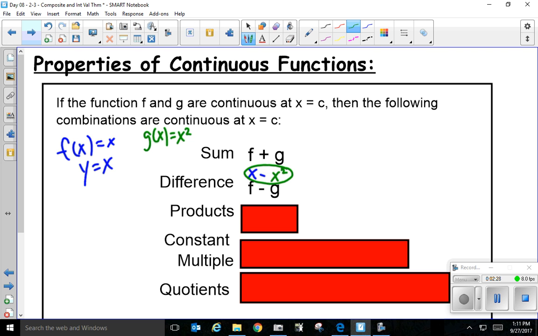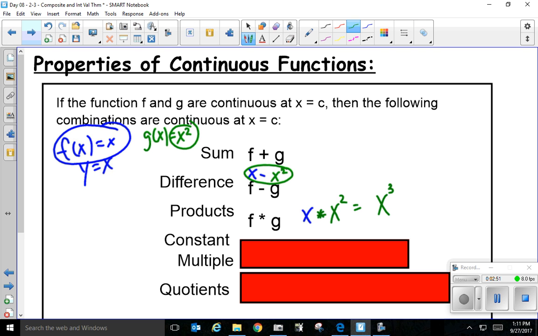So, we also have a product property. f times g would also be continuous. Let's think about it. If my f function is just x, and I multiply that times my g function, which is x squared, x cubed is also continuous. Isn't it just a line that goes up like this and like this on the axis? It's continuous. Just basic rules.